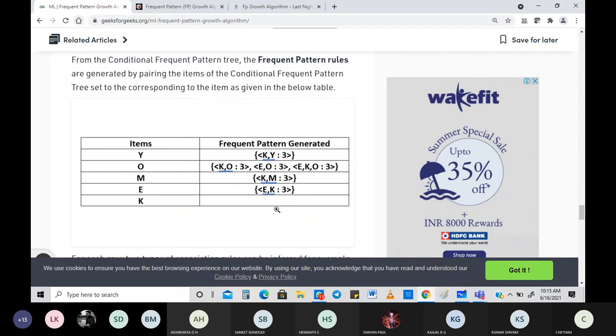See, K and Y are coming together three times, or more than three times, because the support count we took was 3. So K and Y are coming together, so you can keep K and Y items together. Or you can keep K and O together, K, E and O together, E, K, O together. Or from an M perspective, you can keep K and M together. From an E perspective, you can keep E and K together. Those are the association rules that you are going to figure out. We are talking about association analysis only. These are the rules that you can generate, so that you can keep the items together and people will have a higher chance of buying these things together.